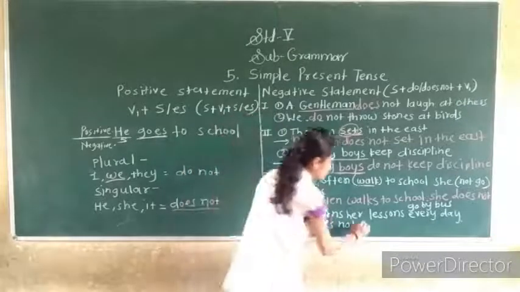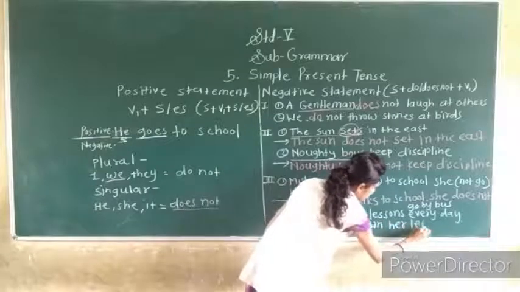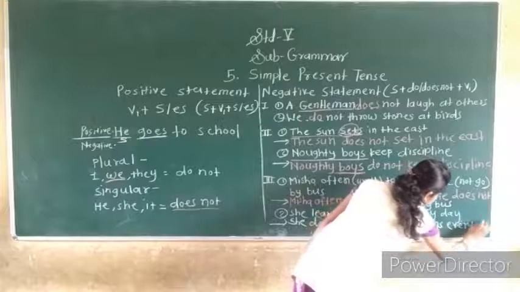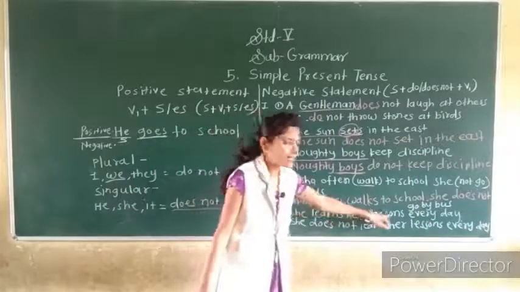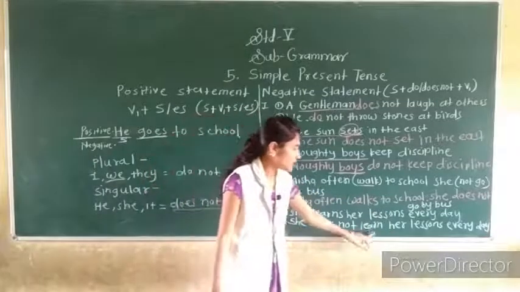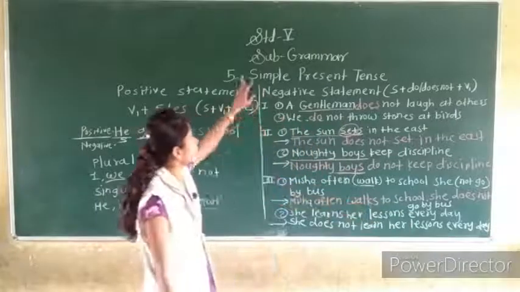Verb 1, learn, her lessons every day. So the statement says she learns her lessons every day, that is the positive, and the negative is she does not learn her lessons every day. So our fifth lesson is over.